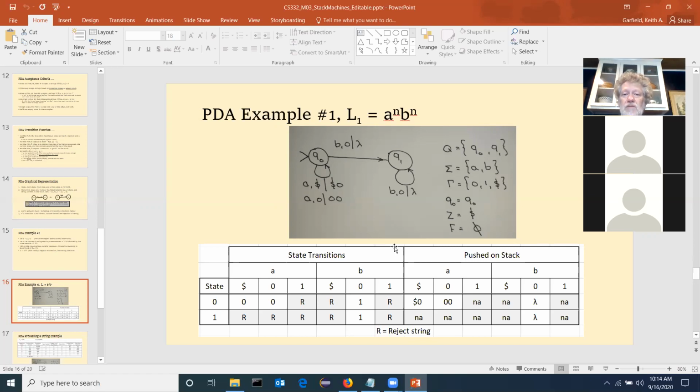Once I'm in Q1, I just keep doing that. B0 lambda, because every time I see a B, I'm going to pop a 0 from the stack. I'm not going to put it back. If I have more A's than B's, I will run out of string, and by the time I'm done processing, I'll still have a 0 on top of the stack, therefore I should not accept. If I have more B's than A's, at some point I'm going to be in Q1 seeing a B from the string and the $ sign from the top of stack, and I'll know that I should reject that also.